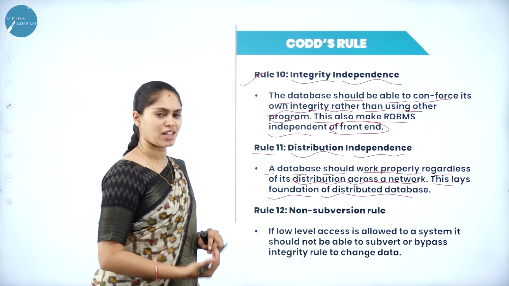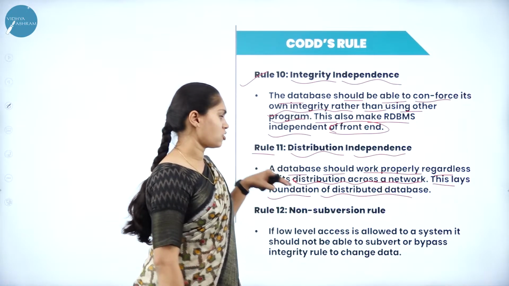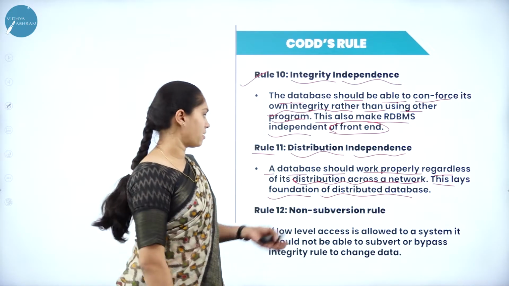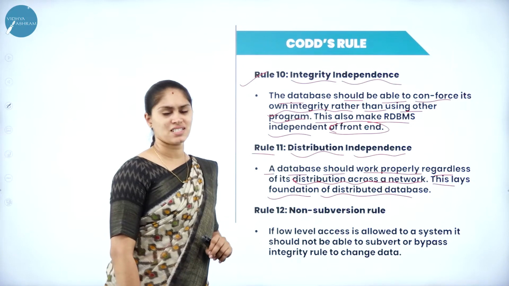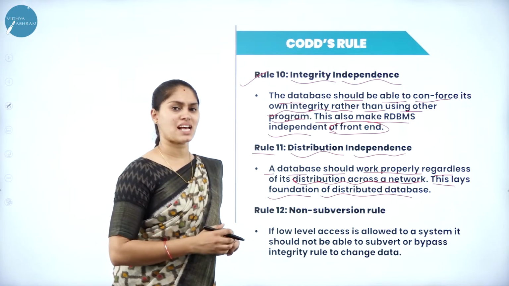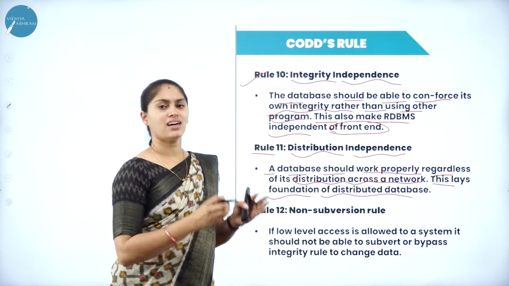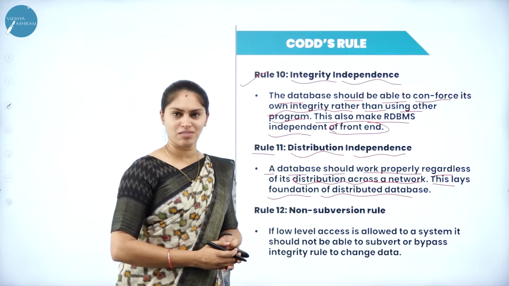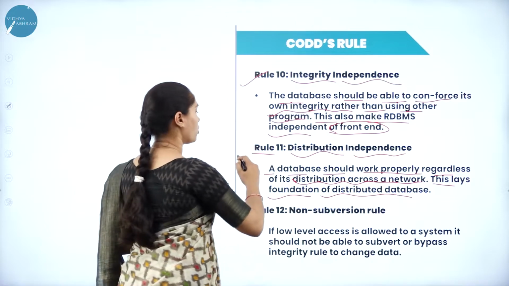If it is not affected by where the data is located, or by the distribution across the various networks, then there will be distribution independence for the data. Then there will be a chance of getting the data within a few seconds. That means the result will be very fast. So that is related to rule 11.